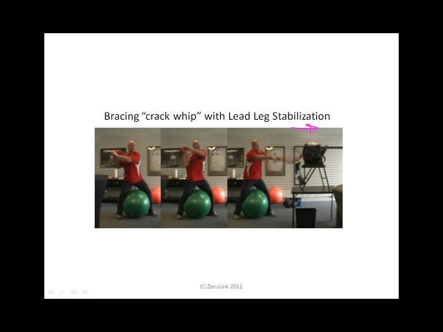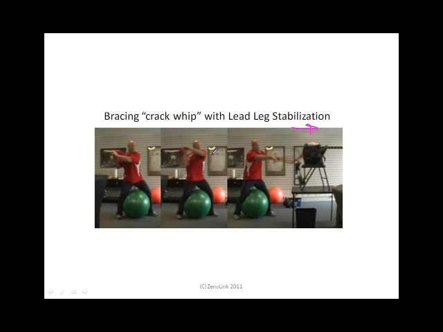So what we do with this exercise is we use an implement that's not rigid like a stick, that can't be manipulated with the body, with the arms and the upper body. It has to be snapped. And if you don't brace, you cannot snap. And you do this at speed. Body segments are moving at speed, similar, identical really, to the lacrosse shot itself.